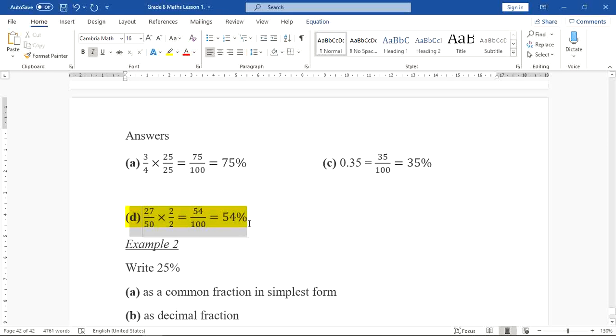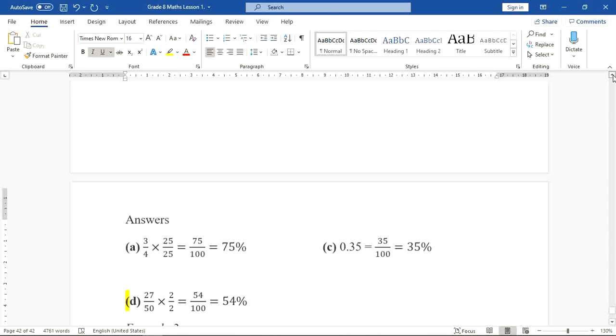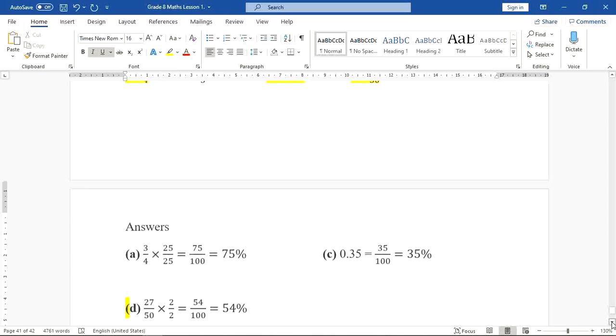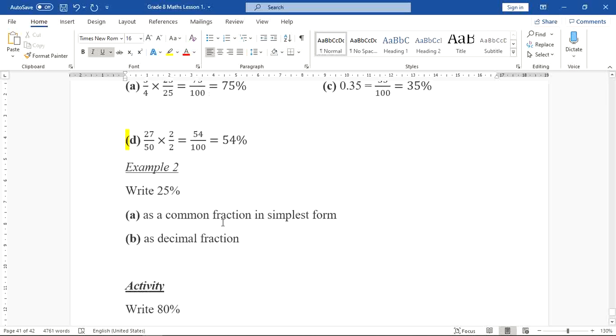So please watch this video over and over again, and please try to change 3 over 5 to a percentage and also 0.12 to a percentage. Okay, so that was example number 1. Let's go to example number 2.